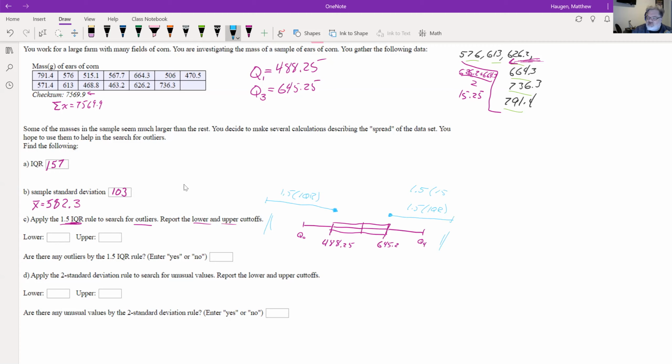So 1.5 times 157. And then we're going to take that Q1 and add whatever that value is. Oh, sorry, not add. Going the other way. We take that Q1 and subtract to go in that direction. And then the Q3 plus the 1.5 times our interquartile range to go in that direction.